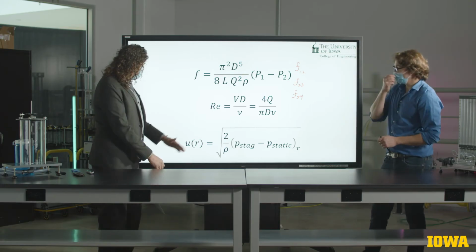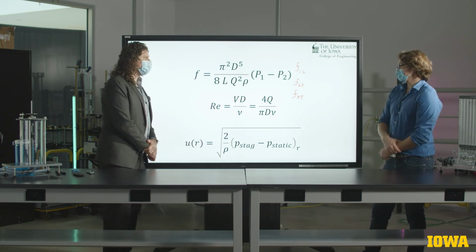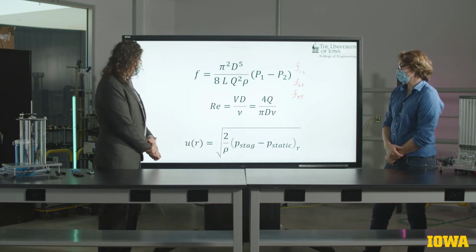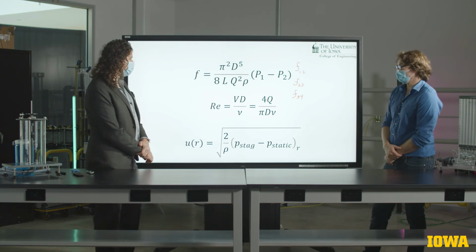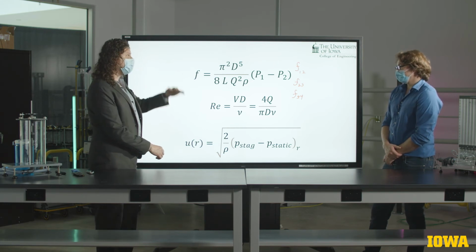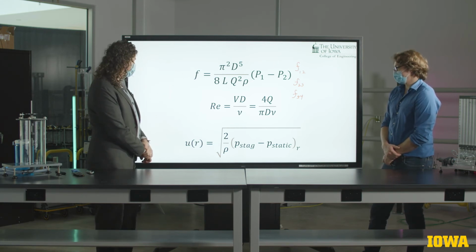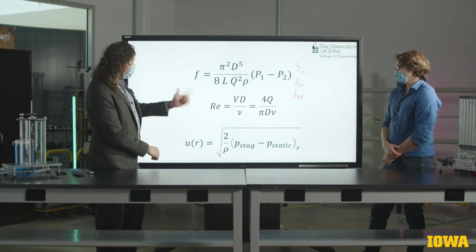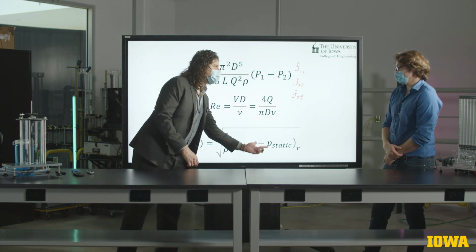Yep. So the measurements of velocity, you use the Pitot probe to estimate velocities at different depths or at different radial positions along the pipe, and you used the difference between the 2 pressures.